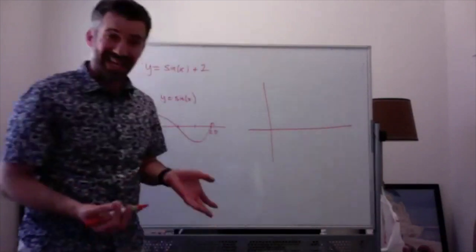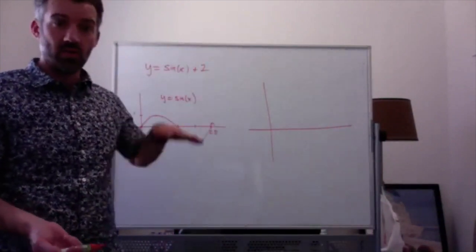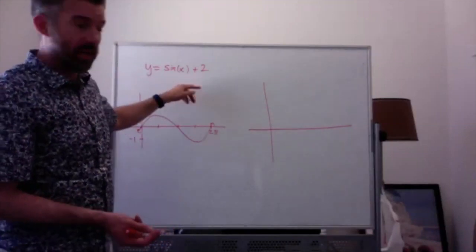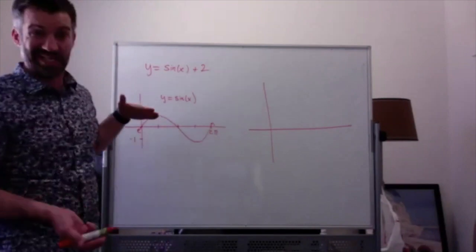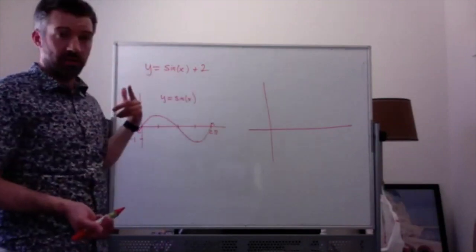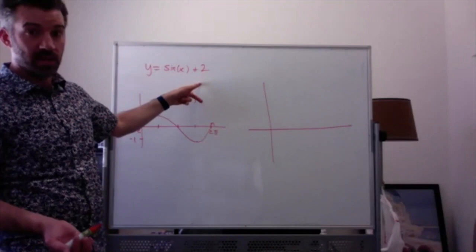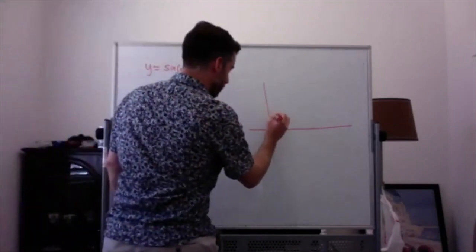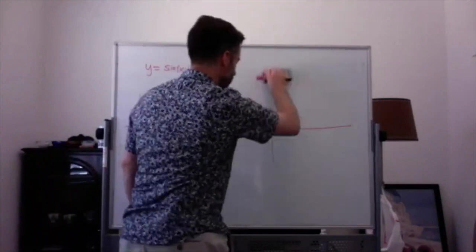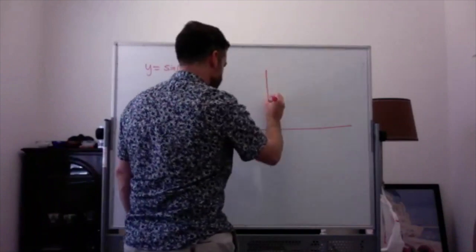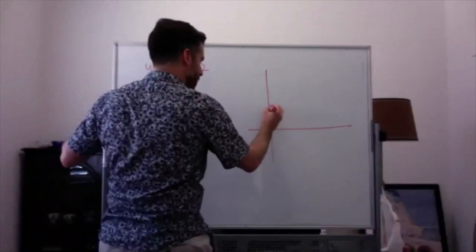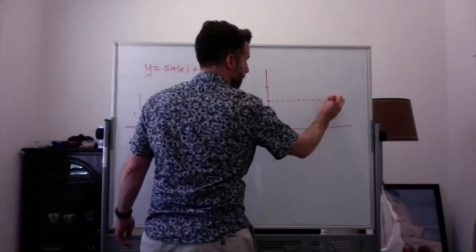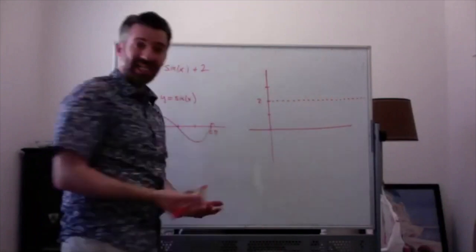So the way I like to draw this is I like to draw a new horizontal middle line. If you don't have a vertical shift, your middle line is just the x-axis. If you have a vertical shift, your middle line is whatever that value is. So my new middle line is going to be positive 2. So here's what I like to do. I like to draw a straighter axis. So 1, 2, 3. So that's my new middle.